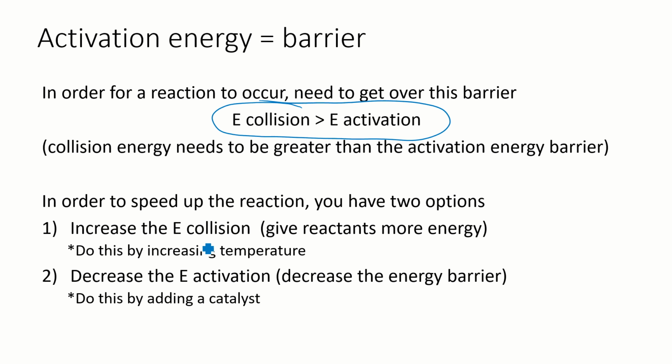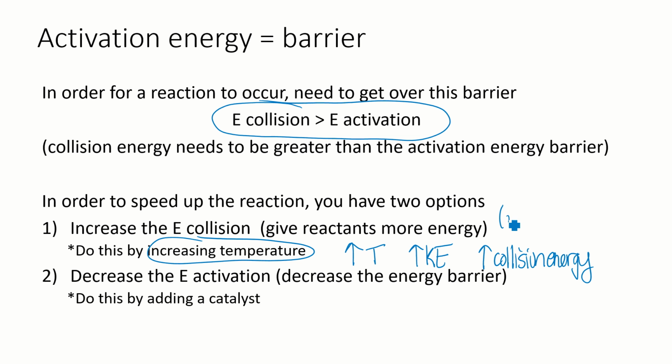One is you can increase the temperature. If you increase the temperature, you are going to increase the kinetic energy of the particles that are moving around. And if the individual particles have a greater kinetic energy, they will also collide with more energy. So that will increase the collision energy. It will also increase the number of collisions, since they are moving around more often.